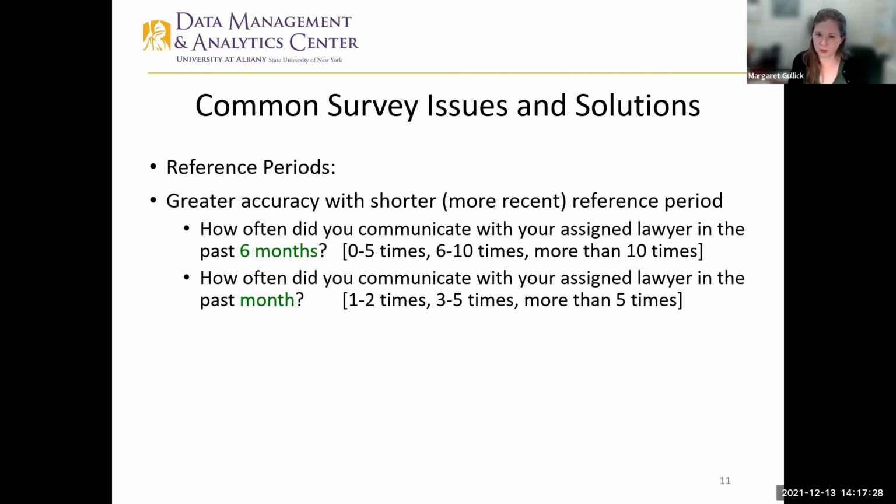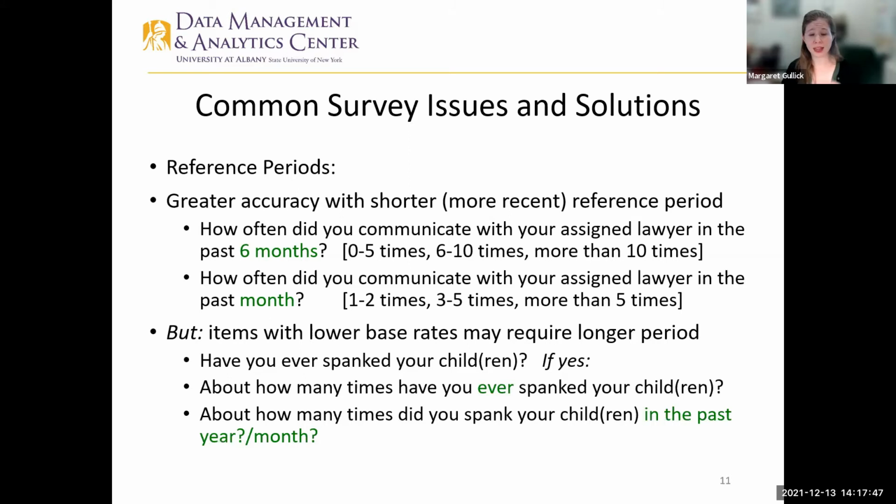I'm not quite sure. If you want to know about the long period, that's actually what your question's about, that's fine. But know that the information you get is going to be fuzzier. If you want a really specific count, a more recent and shorter reference period is going to be more likely to give that to you. But there are times when it's appropriate to go further back and have a longer reference period.